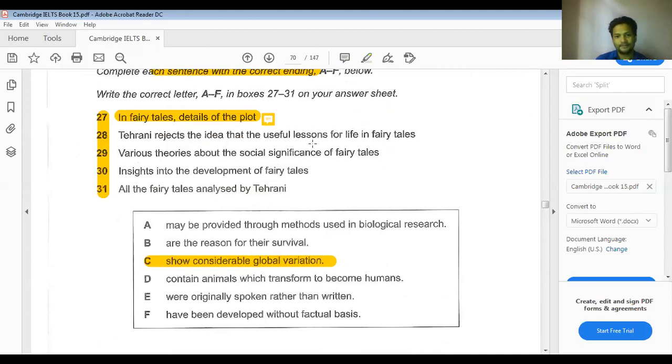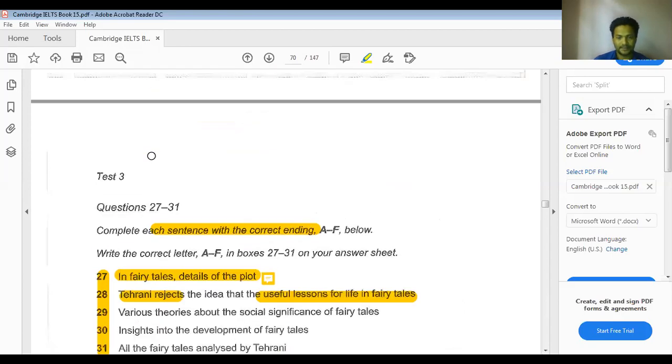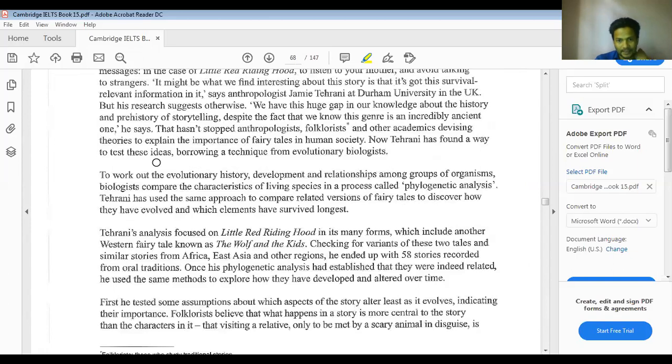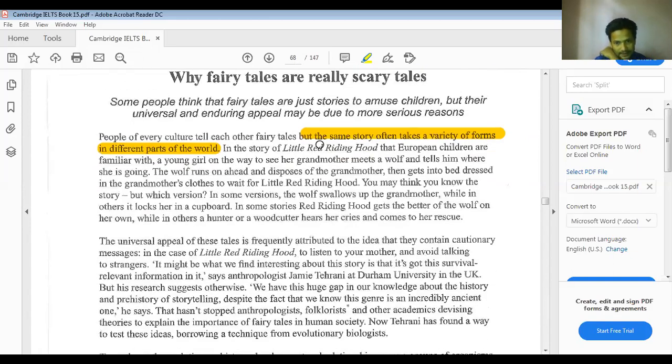Let's find out this type of question, and then we shall go to another type. Tyranny rejects the idea that there are useful lessons for life in fairy tales. What does this man reject? Let's see. Tyranny, find out. Let's search here. Tyranny in the first paragraph. Is there tyranny? So there is no tyranny in the first one. Okay, we are going to cross this out.